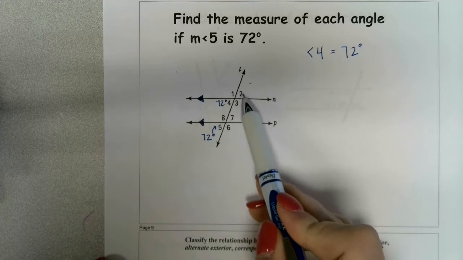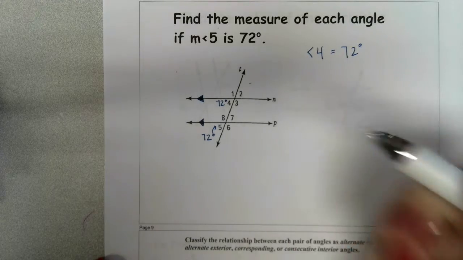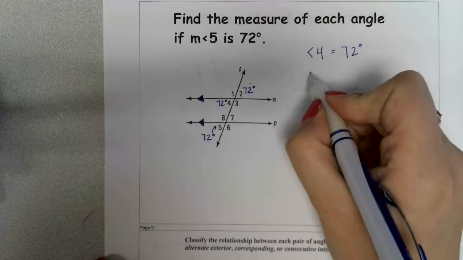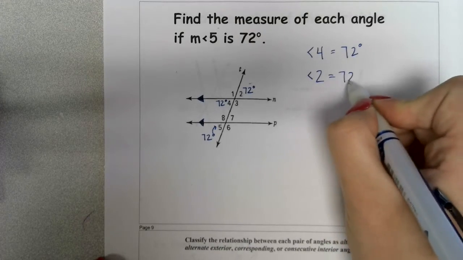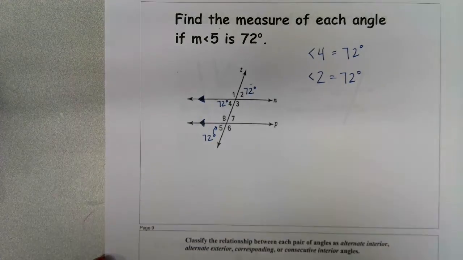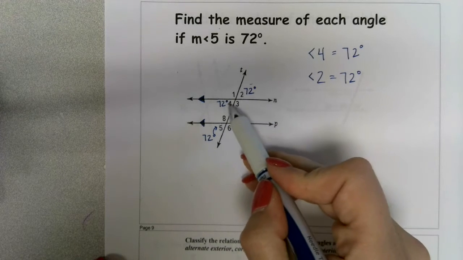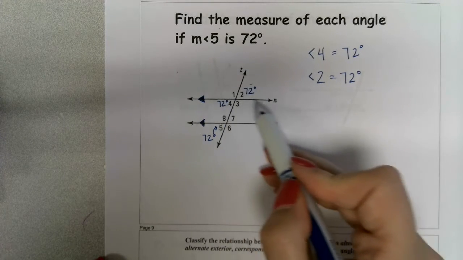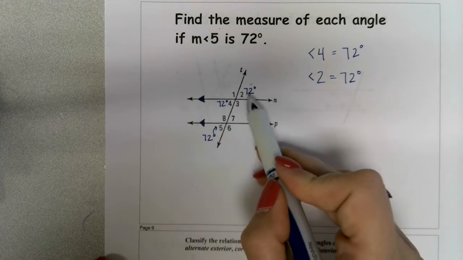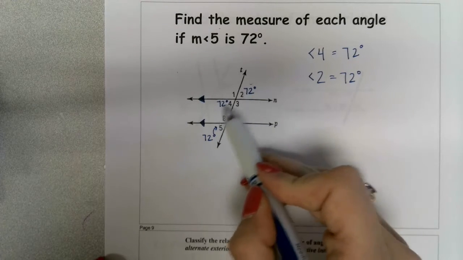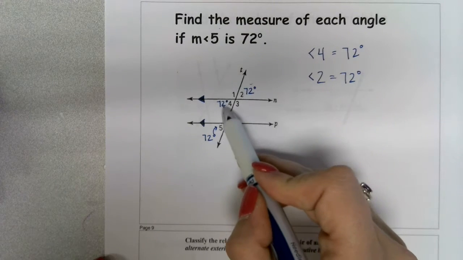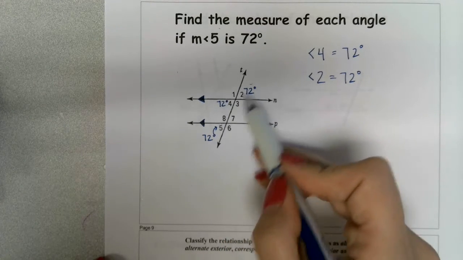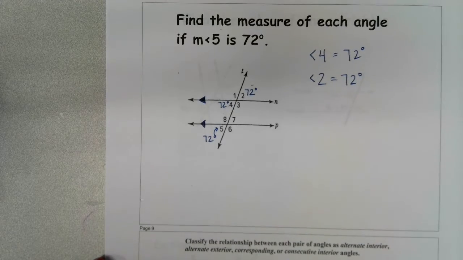And because I have alternate exterior angles, those angles are going to be congruent. So angle 2 is 72 degrees. Now, you also can check your work here because if you notice, these are vertical angles. 2 and 4 are vertical angles because you have these two intersecting lines, and two intersecting lines create these opposite angles that are congruent. So again, if this is 72, this should also be 72, and we proved that it is by alternate exterior angles. Okay?